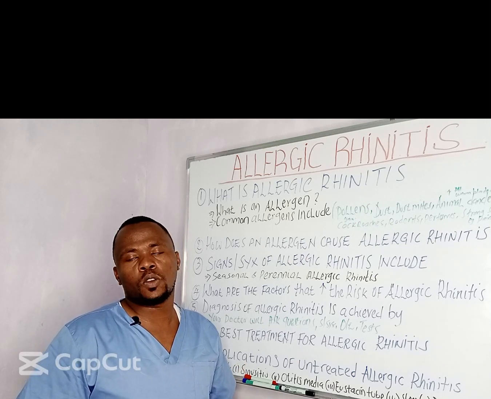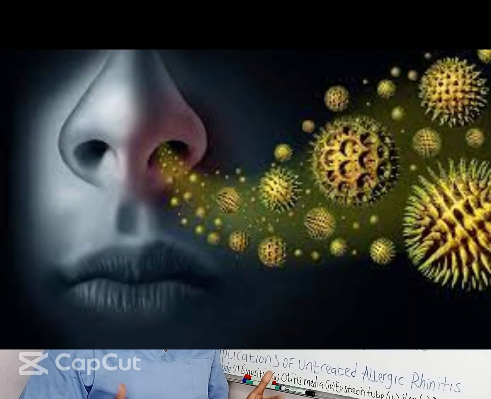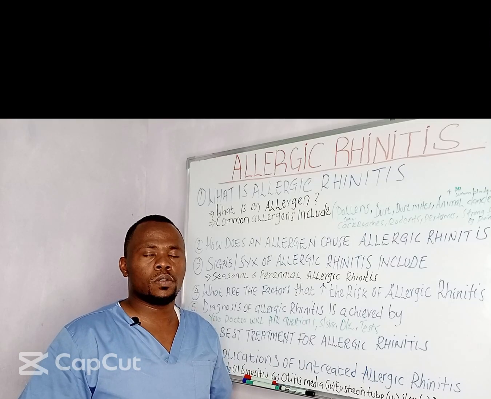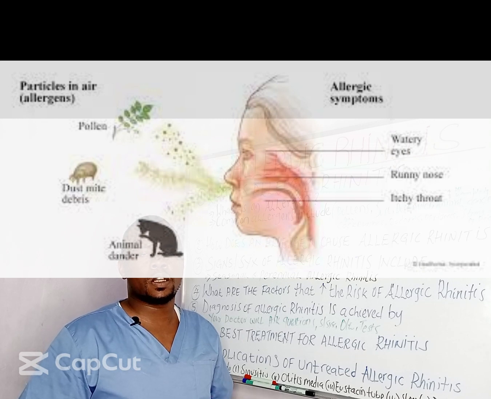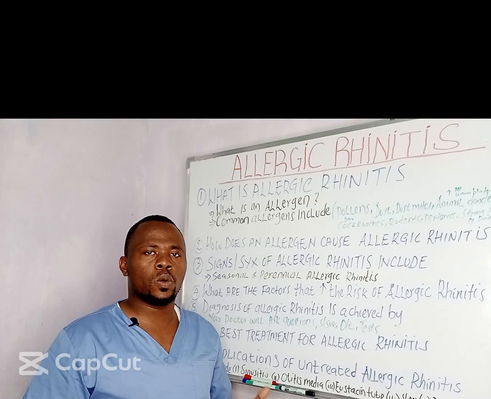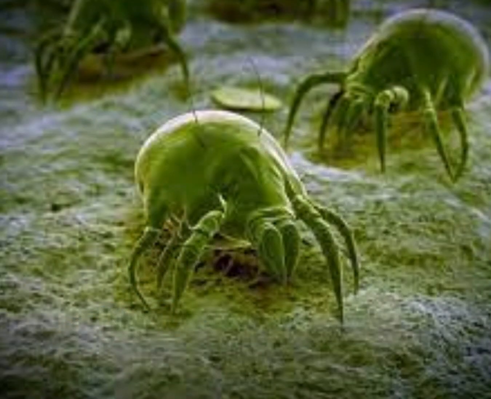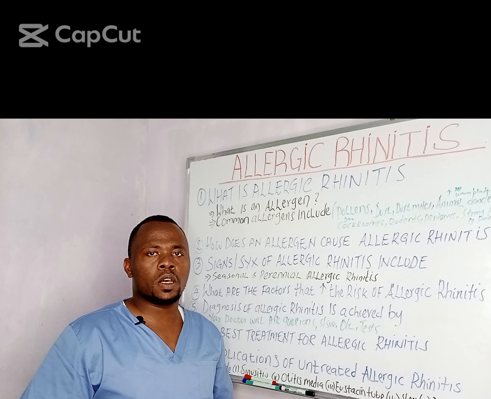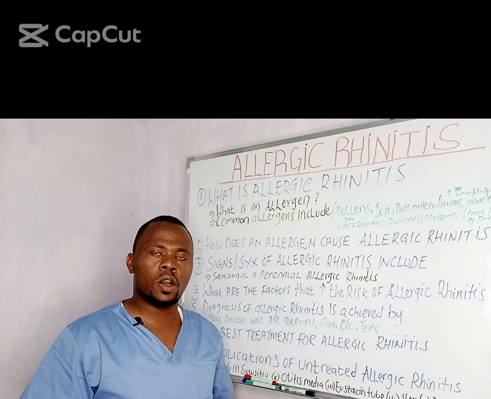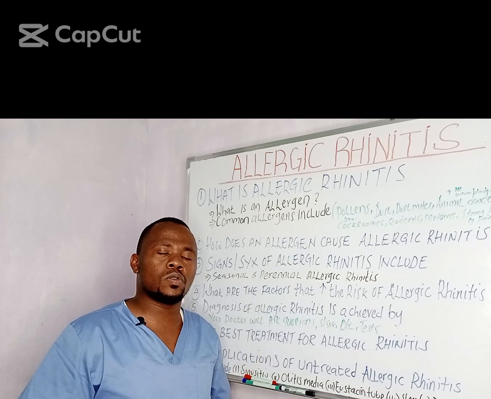What are the common types of allergen? One, we have pollen grains. Pollen grains are produced when plants are flowering. Two, we have dust. Dust can be an allergen that can cause allergic rhinitis, especially when you are cleaning the house or sweeping. Three, we have dust mites. Dust mites are microscopic insects that feed on dead skin cells. Dust mites are found in your pillows, your beddings, your mattress, and furnitures around the house.